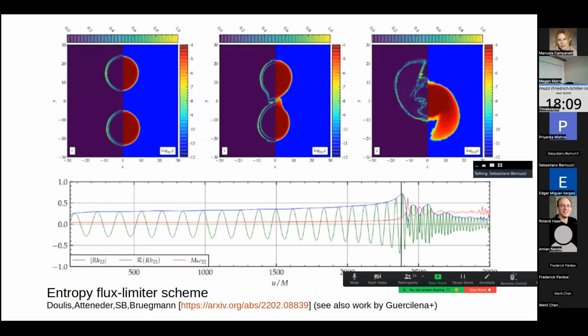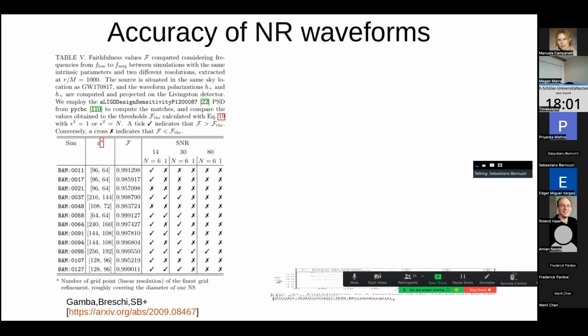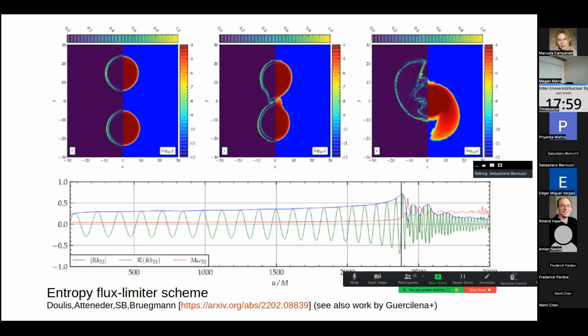I'll switch to something a bit more technical, but I think you can follow this. So one of the main reasons for this unfaithfulness of the numerical relativity data is actually the hydrodynamic scheme. You do want to capture some of this complex hydrodynamic flow and pattern, but at the same time you want to keep the convergence of your codes sufficiently high.